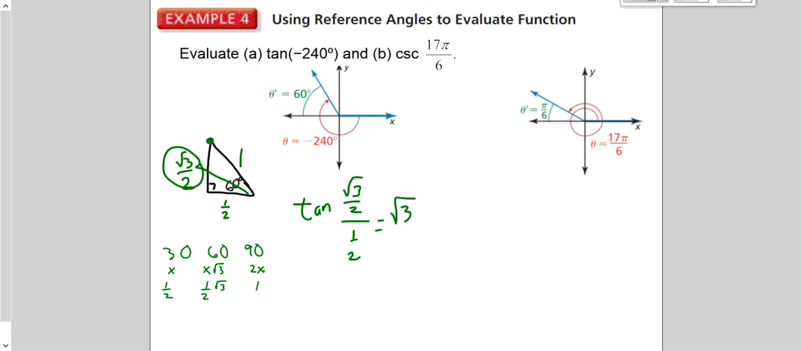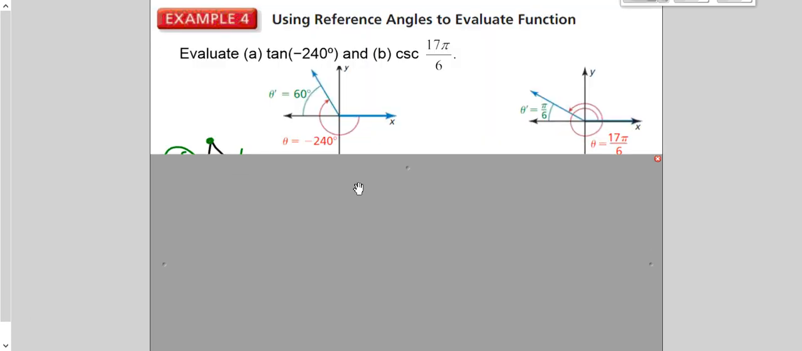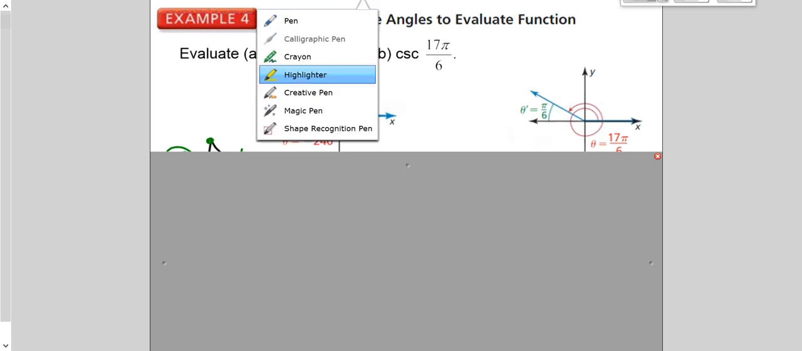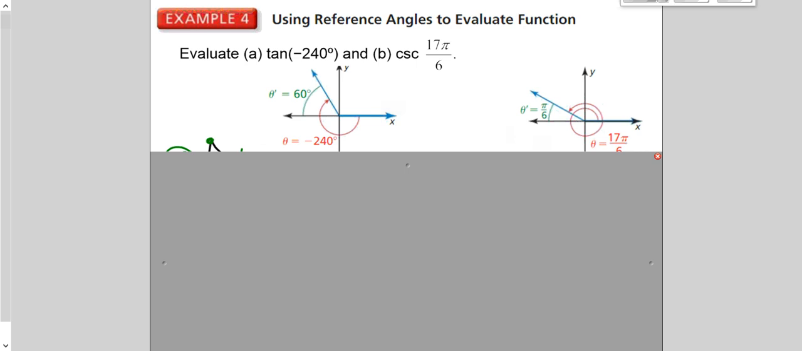All right, example 4. Evaluate tangent of negative 240 and cosecant of 17 pi over 6. They want you to use reference angles. You can use the reference angle and create a reference triangle. So if we have this reference triangle, this reference angle is 60 degrees.